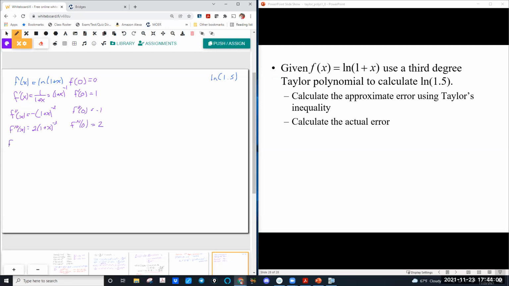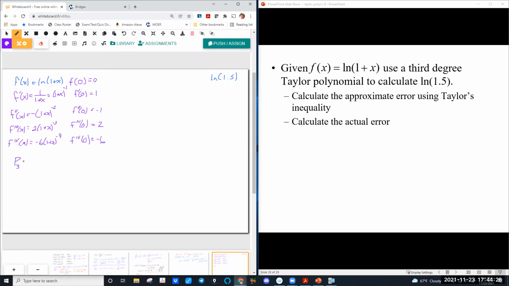And we are going to go one more because we're going to need it for the error term because we need the n plus first. Well, that gives us negative 6 times 1 plus x to the negative 4th. And the fourth derivative at 0 is negative 6. We now have enough to build our third degree Taylor polynomial.